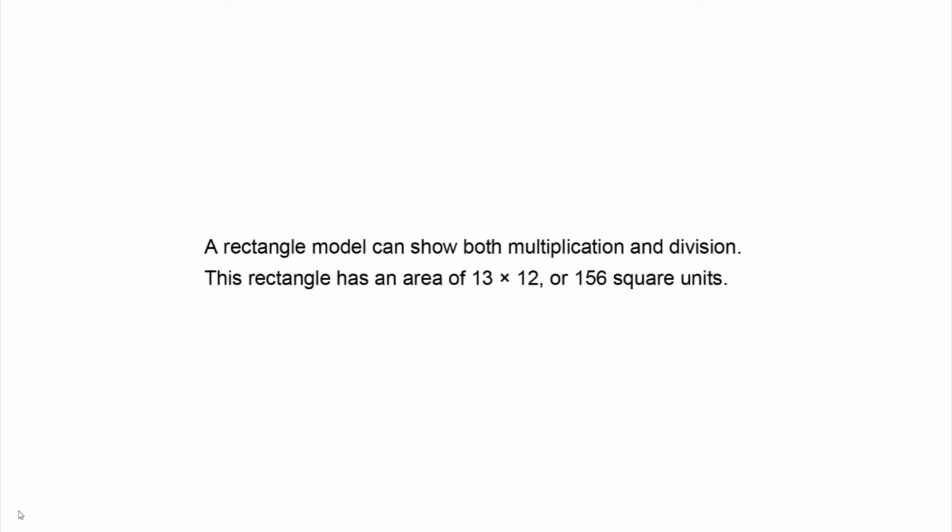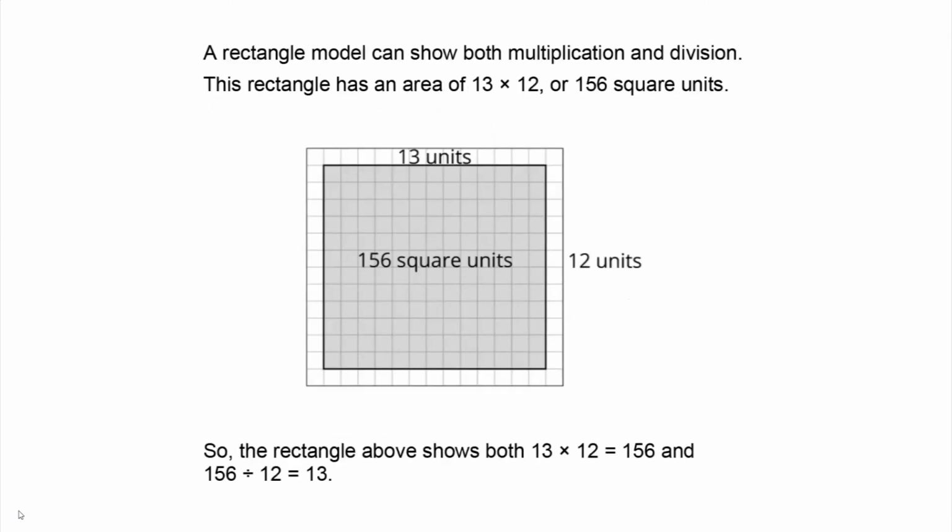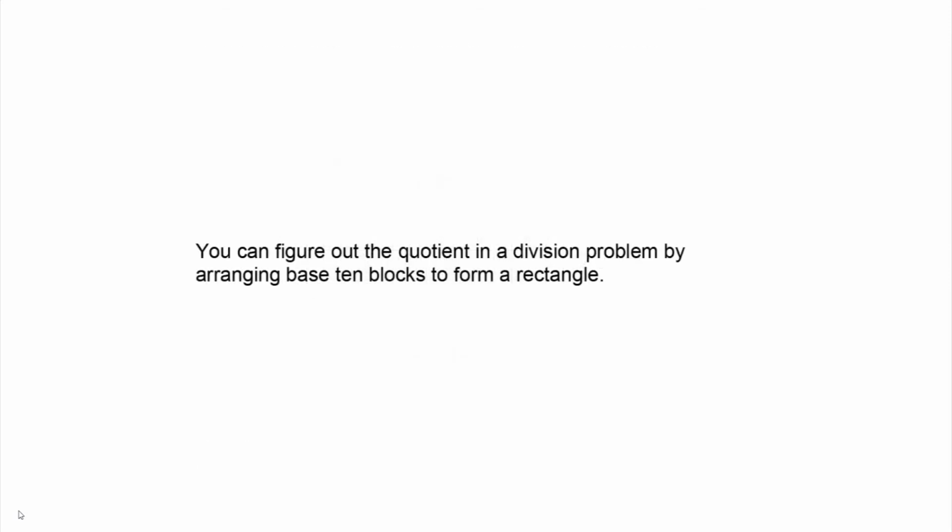A rectangle model can show both multiplication and division. This rectangle has an area of 13 by 12, or 156 square units. So the rectangle above shows 13 by 12 equals 156, but it can also show that 156 divided by 12 is 13.